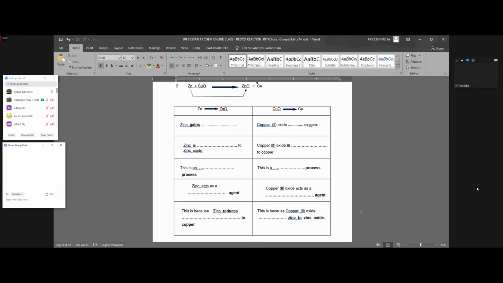What process? You must know what is oxidizing, what is reducing, and what does it do? What does the oxidizing agent do? What does the reducing agent do?